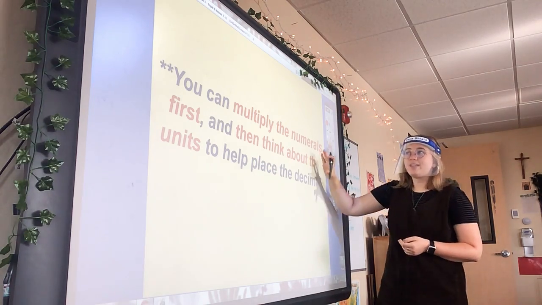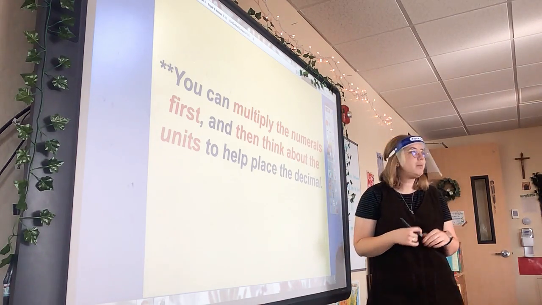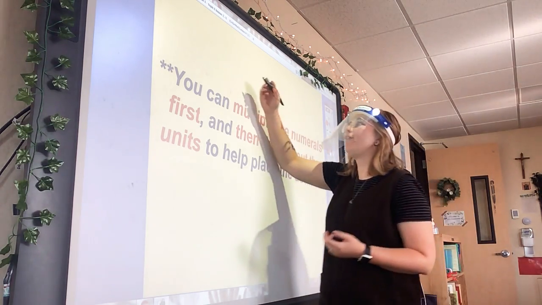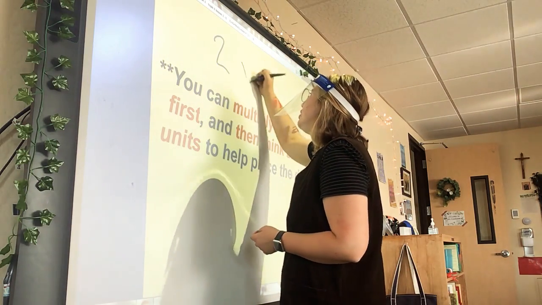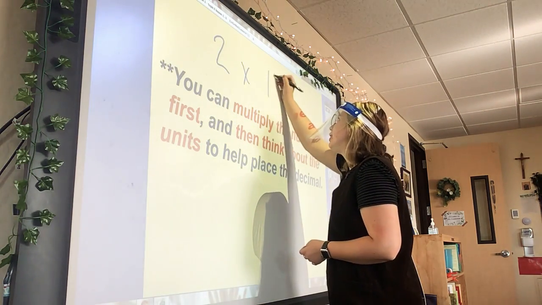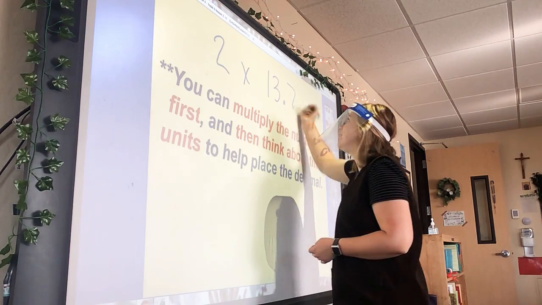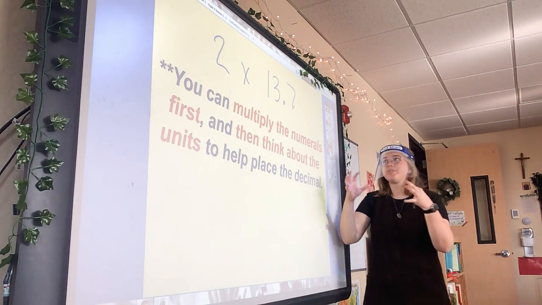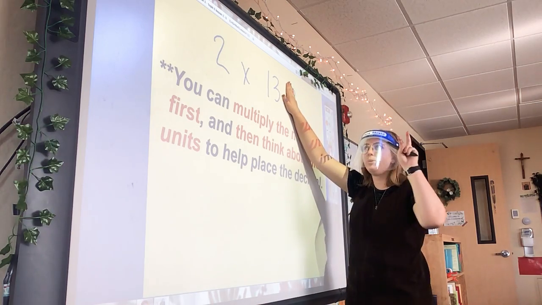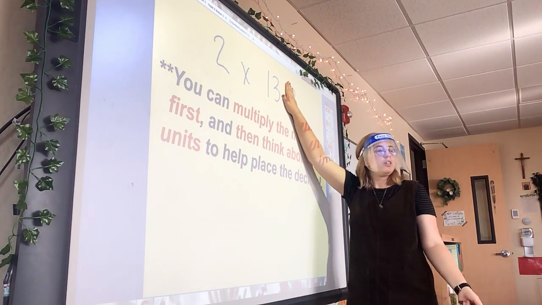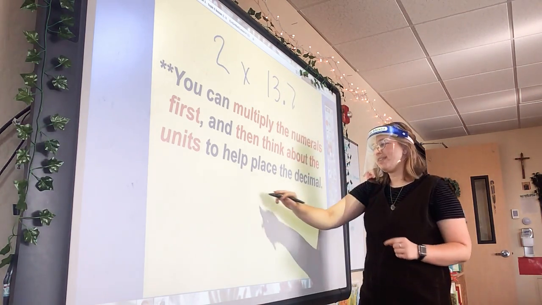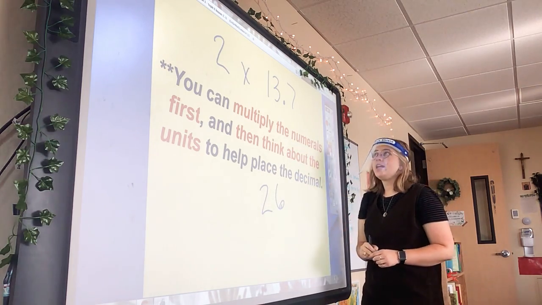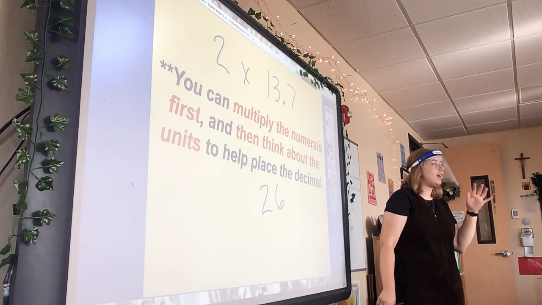So it says you can multiply the numerals first, meaning the whole numbers, okay? So if I had something like 2 times 13.7, I can multiply the big numbers first, right? The whole numbers, the numerals first. So 2 times 13 is 26, okay? So I know my answer should be somewhere around 26.